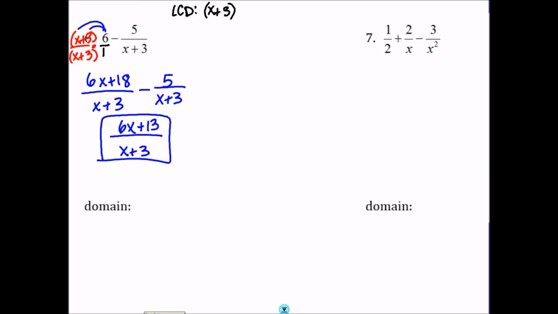Remember, when you find the domain, look at the LCD, set that equal to 0, and solve. So our domain is x, such that x does not equal negative 3.